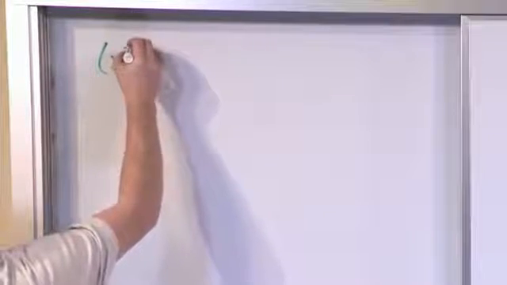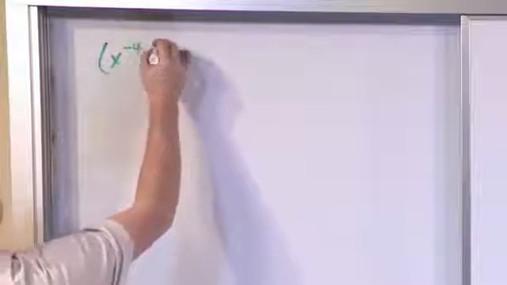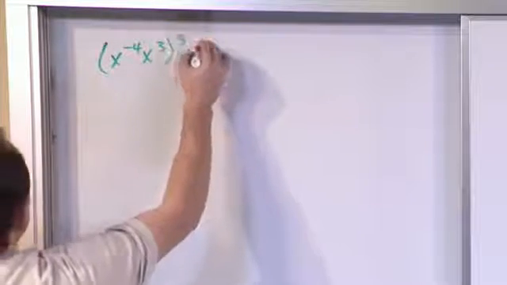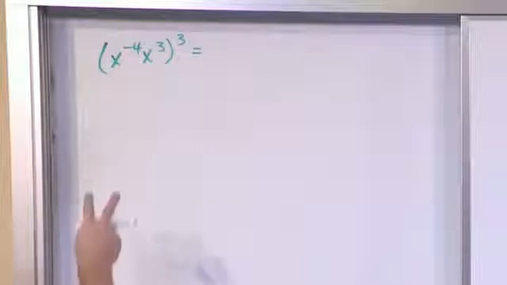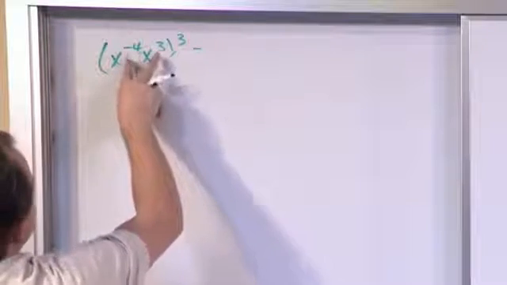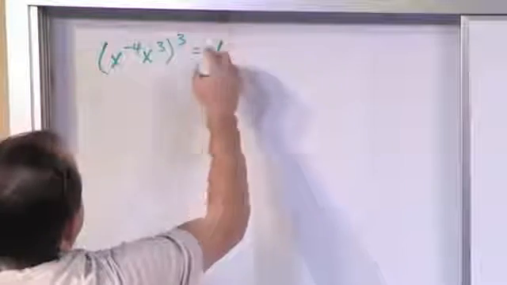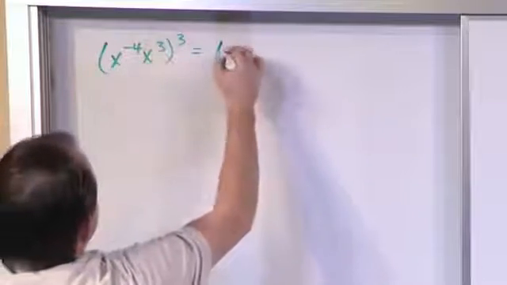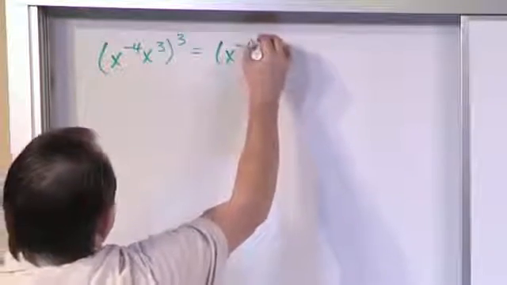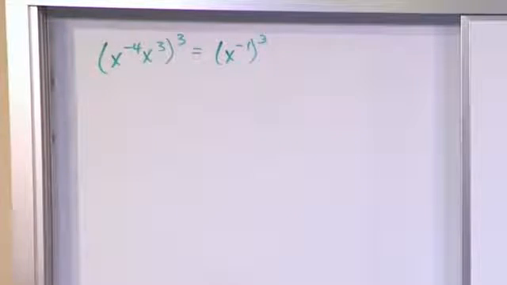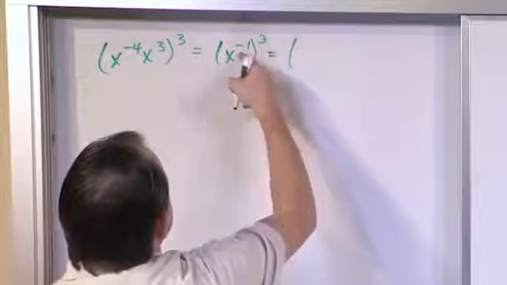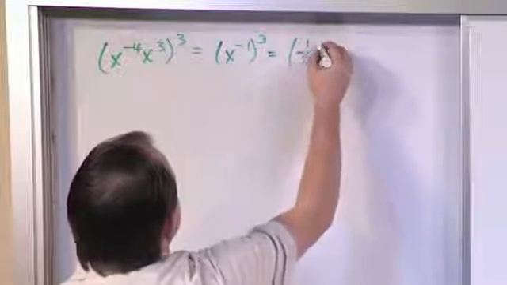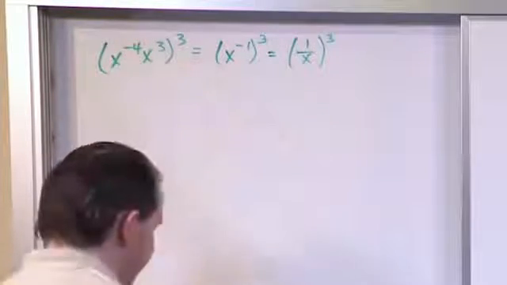All right, what if you have x to the negative 4 times x to the 3rd, all raised to the 3 power? How would you handle that? A million ways to do it, but I can see that I have x's in the middle. I can add these exponents together. So what I'm going to have, negative 4 plus 3 is x to the negative 1. It's raised to the 3rd power. And again, there's a million things I can do here, but I see that this is a negative exponent. I can make it 1 over x to the 1st power, like this.